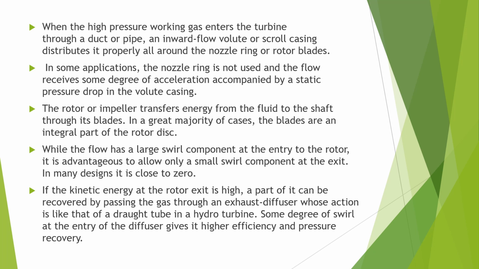When the high pressure working gas enters the turbine through a duct or pipe, an inward flow volute or scroll casing distributes it properly all around the nozzle ring or rotor blades. In some applications, the nozzle ring is not used as the flow receives some degree of acceleration accompanied by a static pressure drop in the volute casing.